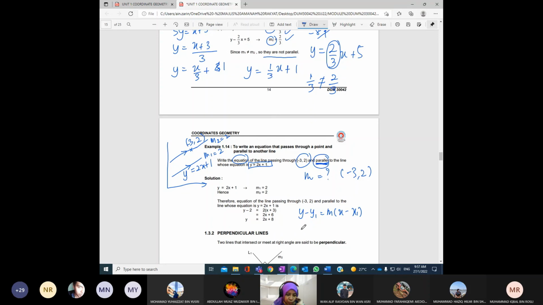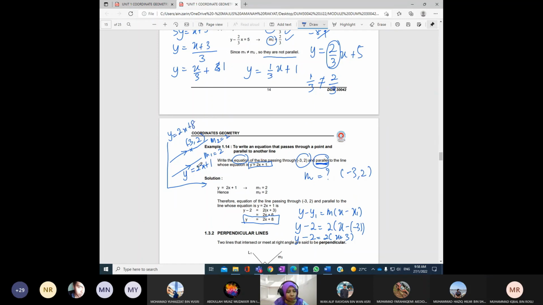Kalau saya suka tunjuk dari awal lah. Y tolak 2 sebab y1 kita adalah 2. Lepas tu 2. Lepas tu kita tolakkan. This one is supposed to be negative 3. Dari sini dia barulah menjadi x tambah 3. Begitu. Lepas tu barulah you rearrange back and what you have here is going to be the last one here. So this is the line yang you cari sekarang. So daripada informasi tadi you dapatlah line dia iaitu nama equation dia adalah y equals to 2x plus 8.